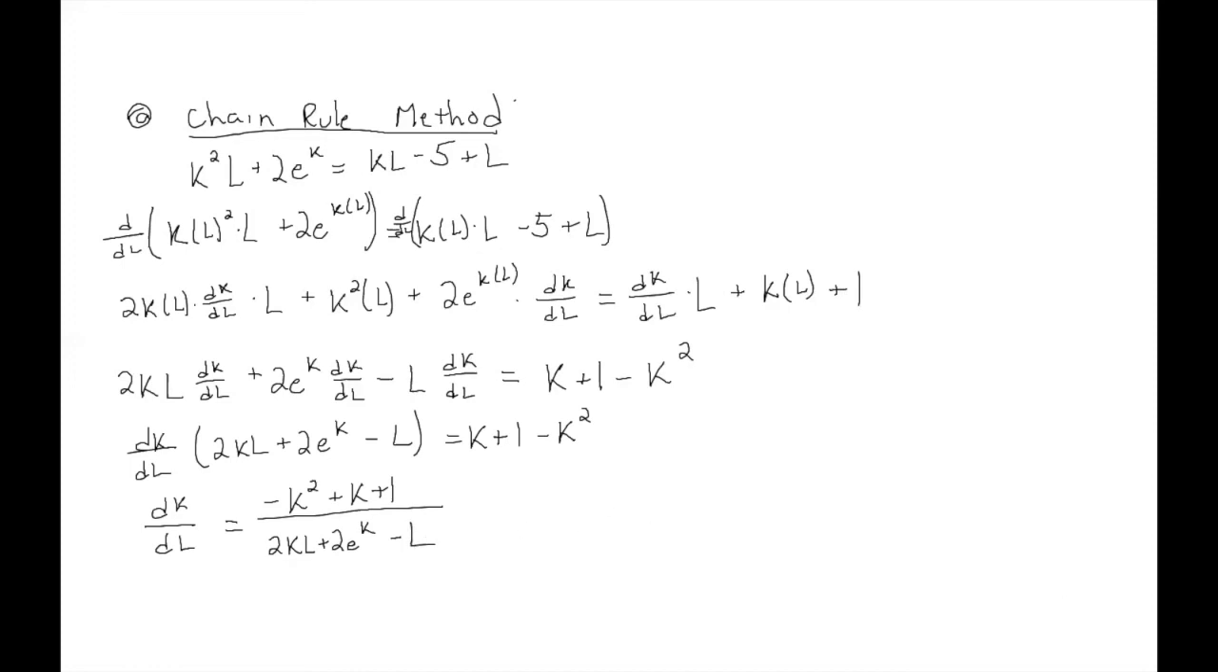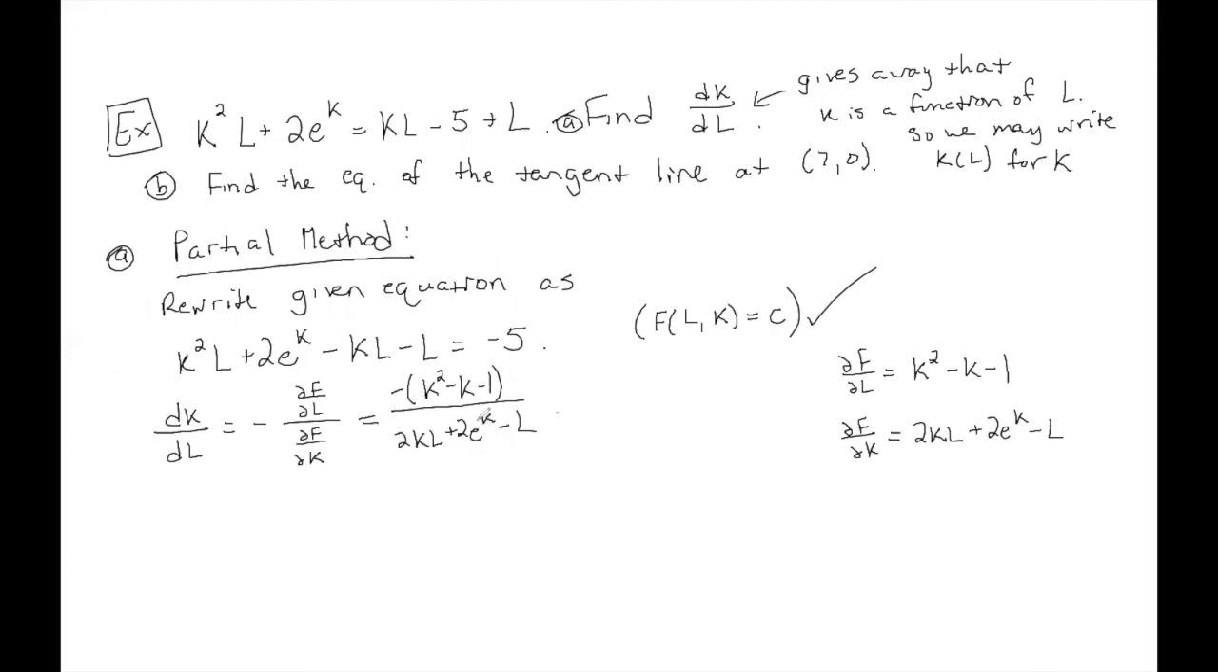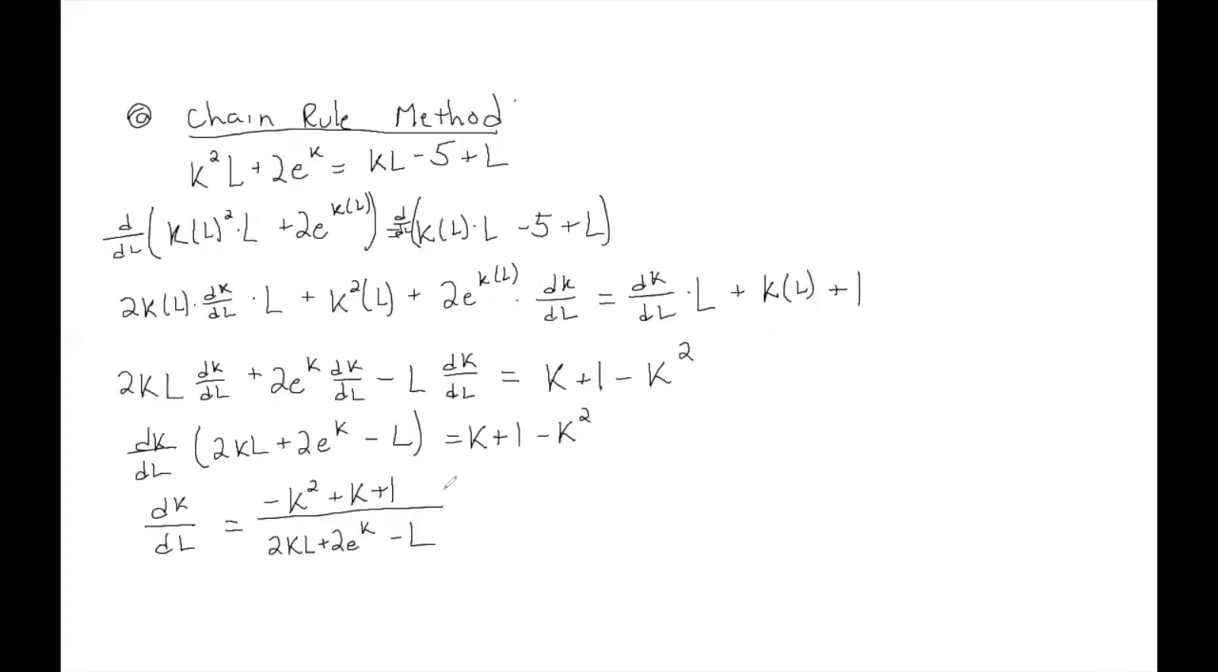And let's see if that matches up. 2kl plus 2e to the k minus l on the bottom, and negative k squared plus k plus 1 on the top. And that looks right. So it should be clear at this point that the chain rule method is a lot worse, and you should avoid it at all costs. But should you choose to do this, there is nothing wrong with it. If you like doing algebra and you're confident that you won't make any mistakes, fine, stick with chain rule. But if you're comfortable with partial derivatives in any way, shape, or form, you should use the partial method.